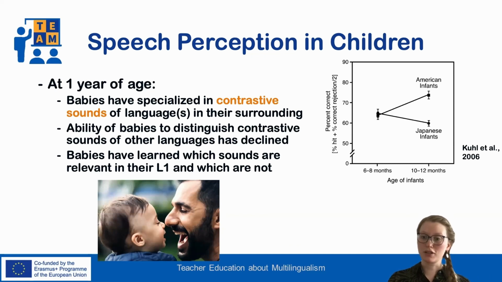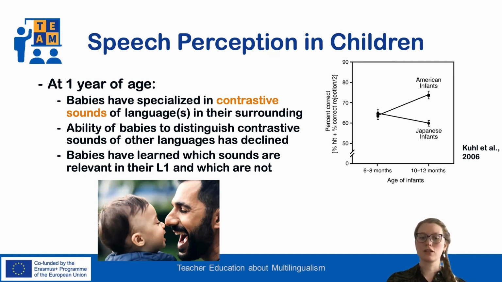When babies are approximately 1 year old, they have already started to specialize in the contrastive sounds of the languages or language in their environment. So sounds that are important to distinguish words, they can identify. So for example, in English, you can have an example like read and lead. So the r and the l sound distinguish meaning. So in English, these are contrastive sounds.